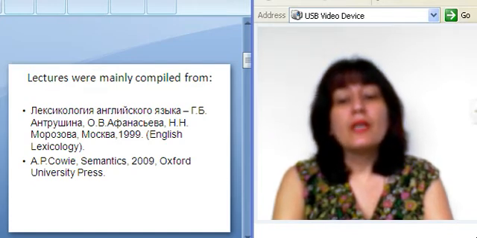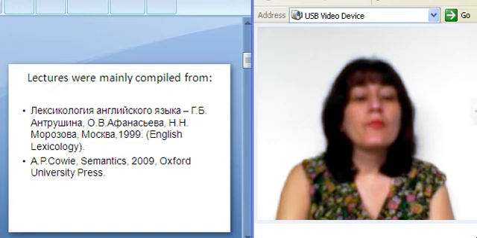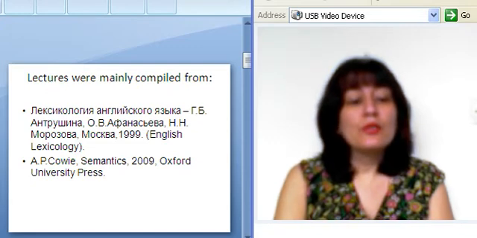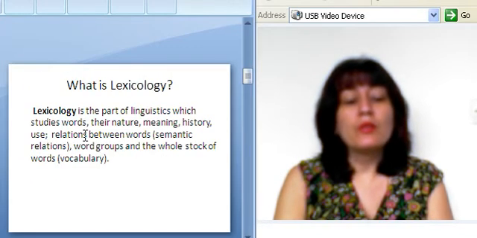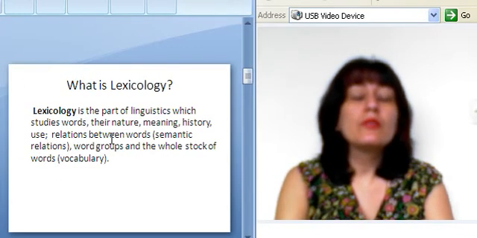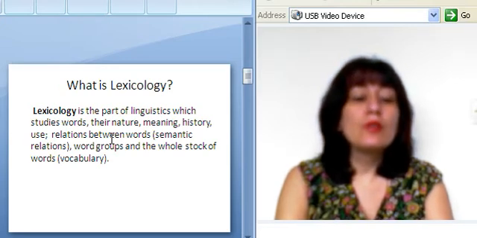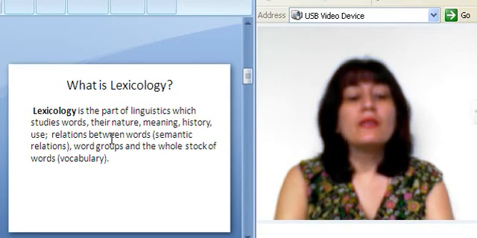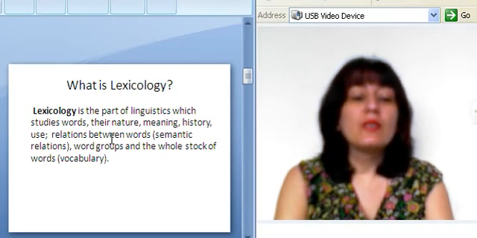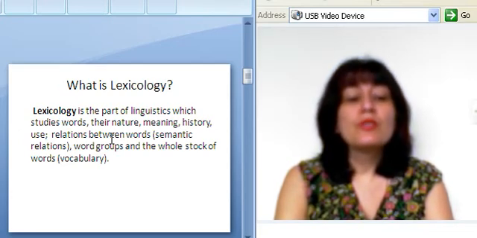And now finally, let us try to sum up our lecture. We tried to answer the question what lexicology is, and we said that lexicology is a part of linguistics which studies words, their nature, their meaning, their history, their use, relations between words, semantic relations, word groups, and the whole stock of words, the whole vocabulary.